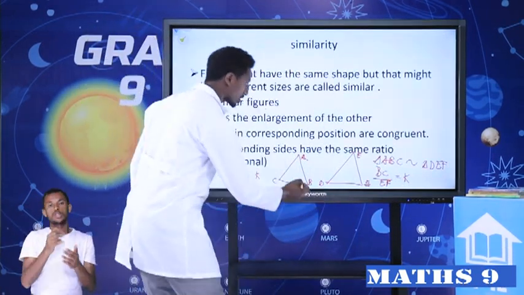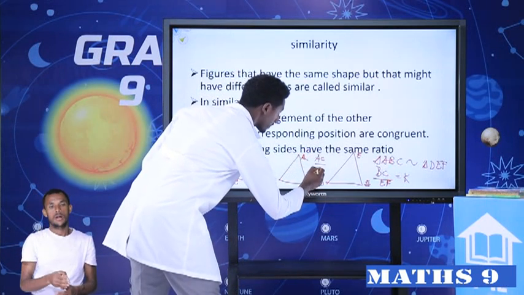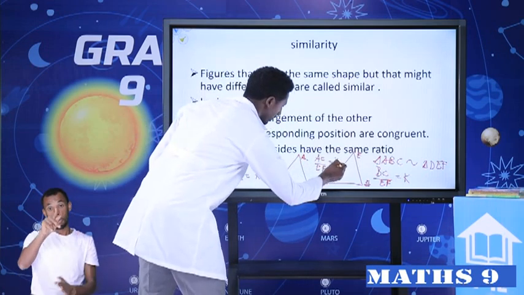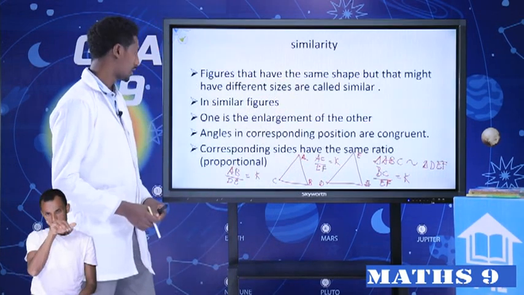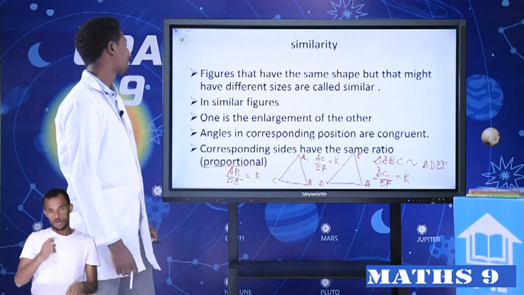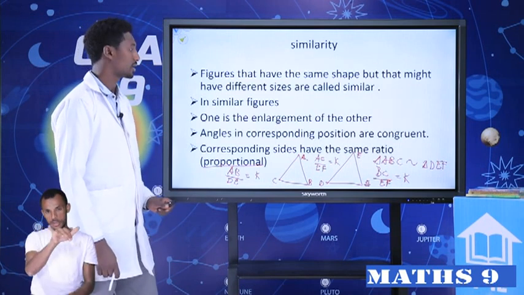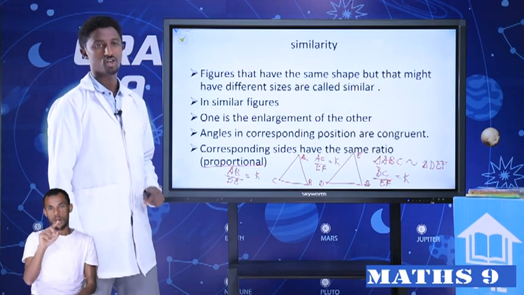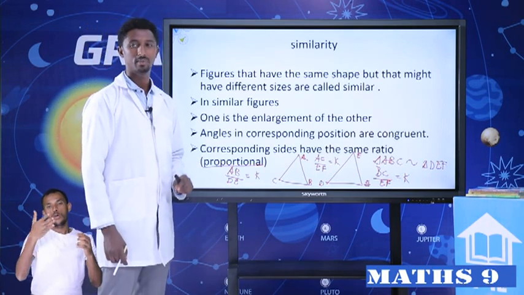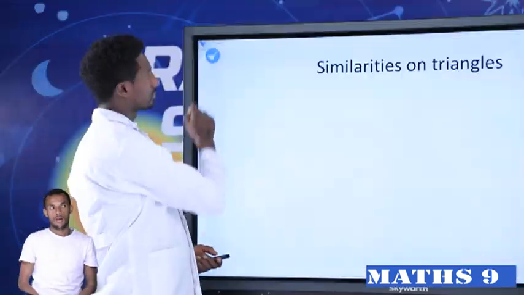Not only for these two sides. Similarly, it's true for AC over DF, which must have the same ratio, K. They must have the same ratio, or they are called proportional. So to show any two figures are similar, one, angles in corresponding position must be congruent, and two, the corresponding sides must have the same ratio, or they must be proportional.